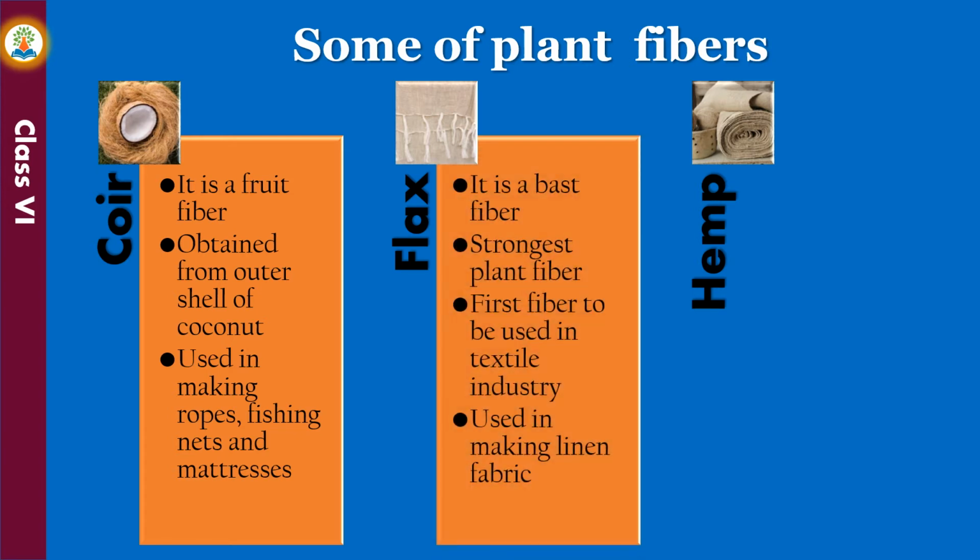Flax is a bast fiber. It is the strongest plant fiber. It is one of the first fibers to be used in the textile industry. It is used in making linen fabric.